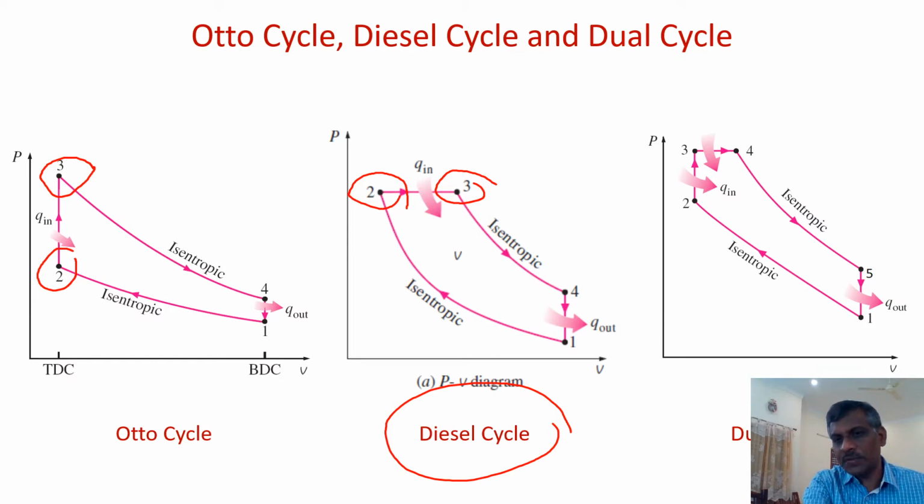The better approximation is, of course, the dual cycle. In the dual cycle, the heat addition is a combination of constant volume and constant pressure. You can see that 2 to 3 is constant volume because V2 is equal to V3, and then from 3 to 4 it is constant pressure. The pressure remains constant, here we say P3 is equal to P4. This diagram is very important as far as this unit is concerned to solve problems. You should be able to draw it, then only can you take the given data correctly. Otto, diesel and dual.